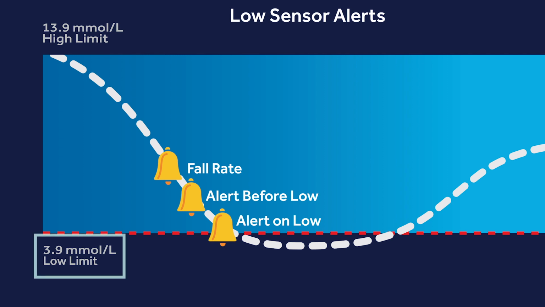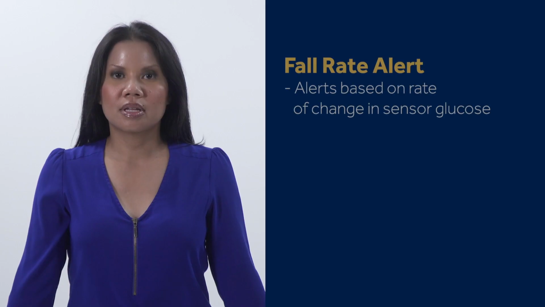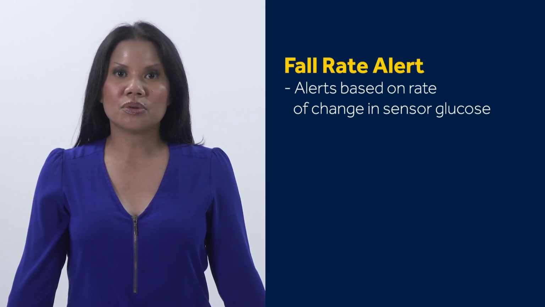Like the high limit, the low limit is what the low alerts are based on and will need to be set first. Alert on Low will notify you anytime your sensor glucose has reached or gone lower than the limit you've set. And Alert Before Low will notify you when your glucose is predicted to reach your low limit. You can adjust the time before you're notified, 10 minutes to 1 hour, by setting the time before low. The Fall Rate alert notifies you when your sensor glucose is falling faster than or equal to the rate you've set.